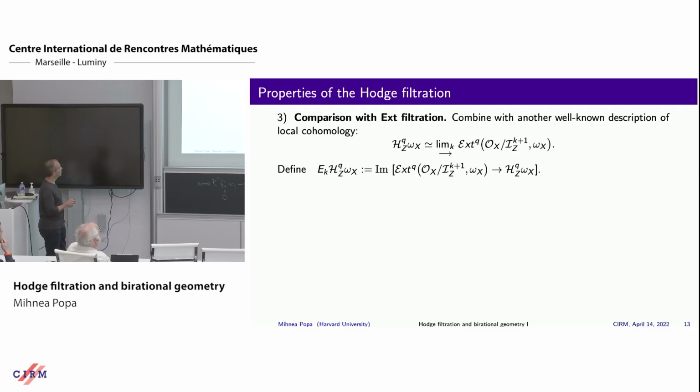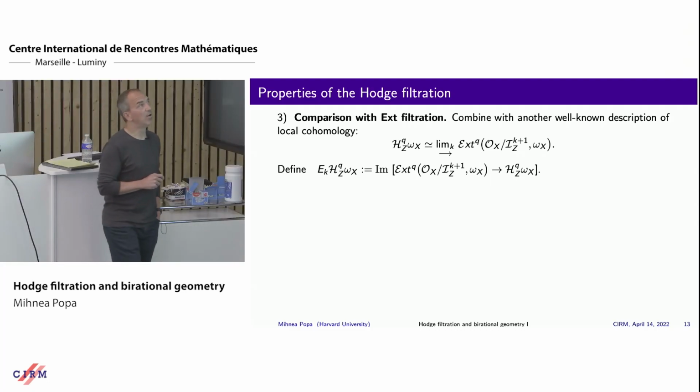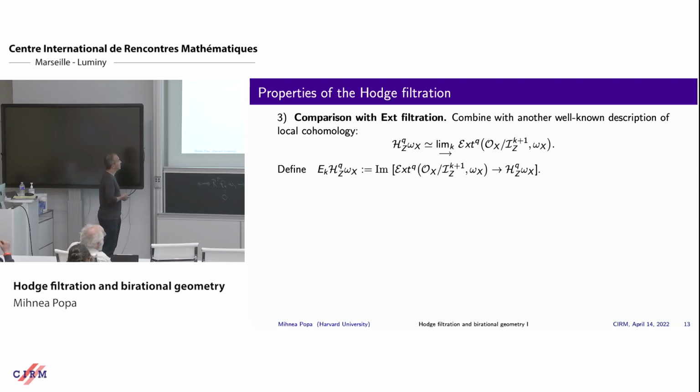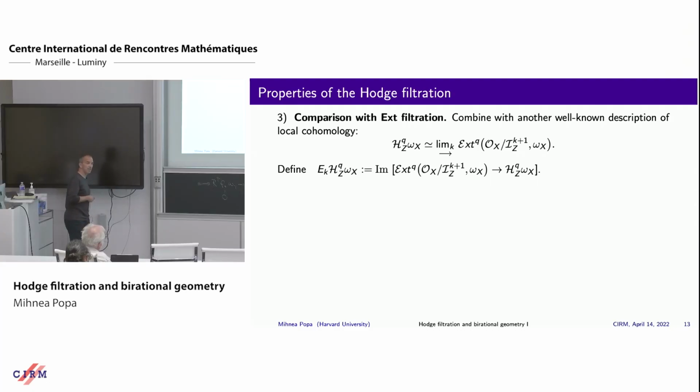Okay, so I'm going to call this, again, it's an ad hoc name, I'm going to call it the Ext filtration. Okay, so let's go through this carefully. I mentioned earlier, local cohomology has another kind of famous interpretation in terms of Ext sheaves. It's the direct limit over k of all the Ext^q's of the structure sheaves of the infinitesimal neighborhoods of Z into ω_X, right? That's another way to think about local cohomology.